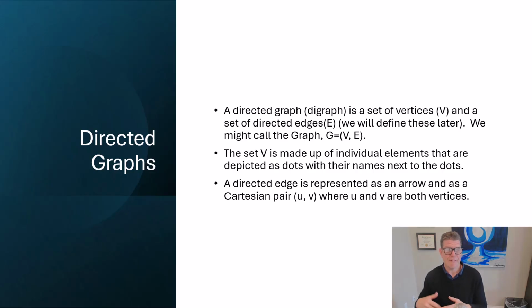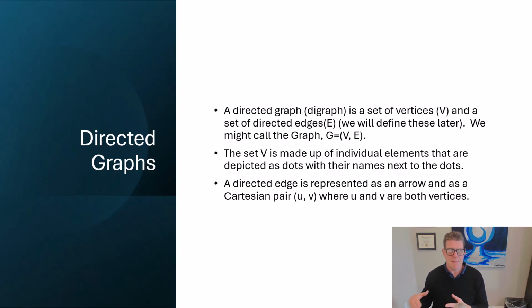A directed graph is a set of vertices V and a set of edges E. We're going to define these a little bit later. We might call the graph G, which equals (V, E). That is, it's like a set of sets: one set being the set of vertices, and E being the relationship between vertices, called its edges.